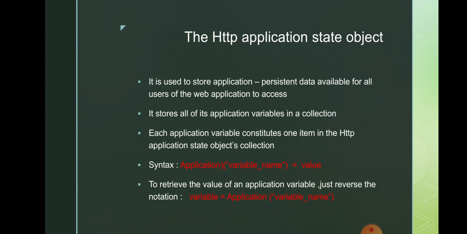Already we studied the state object, saving state in the state bag object. There also we use some variable name to handle the state of an application. Just like that, each application variable helps to store one item in the HTTP application state. That means one application state is stored in a single variable. Here, how to set the application state? Specify the application, next the variable name, next specify the value.